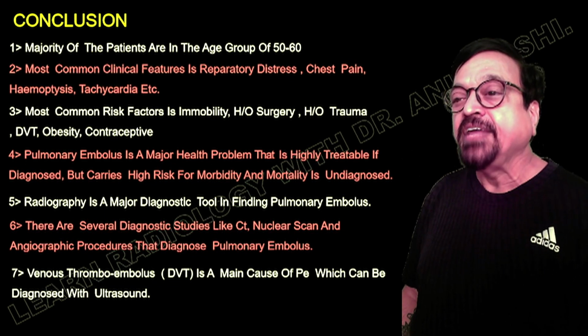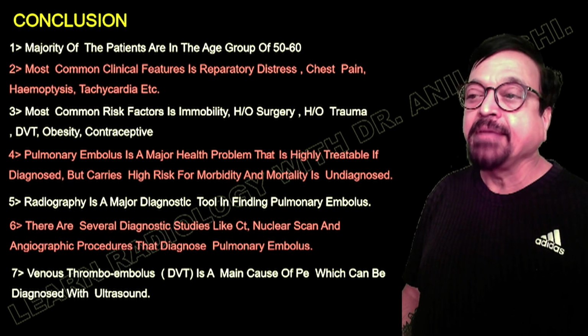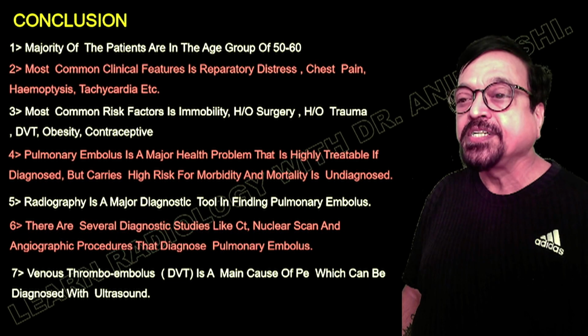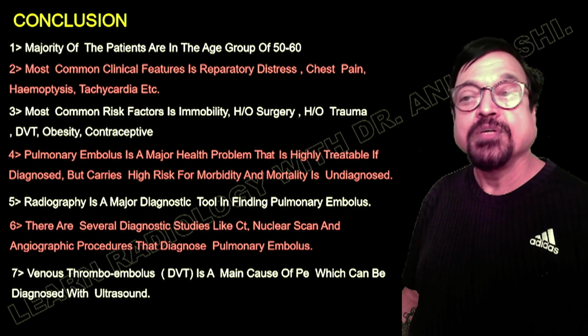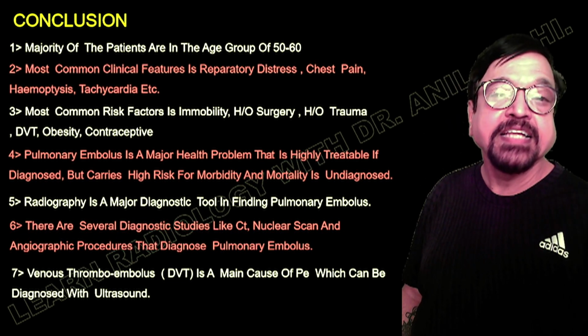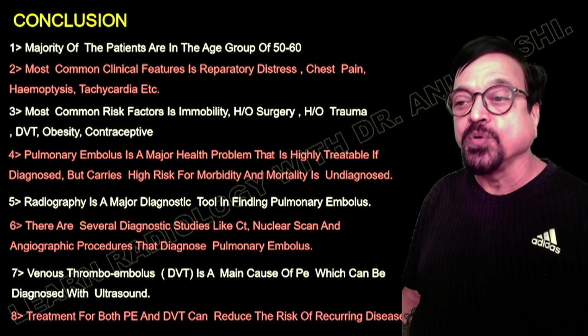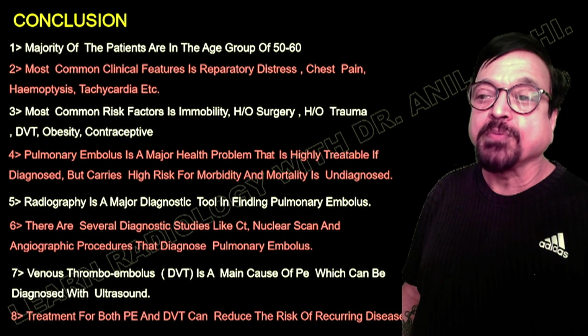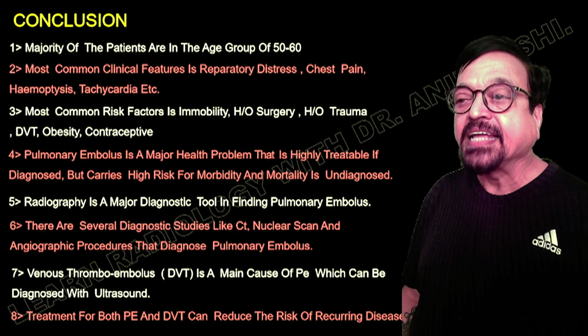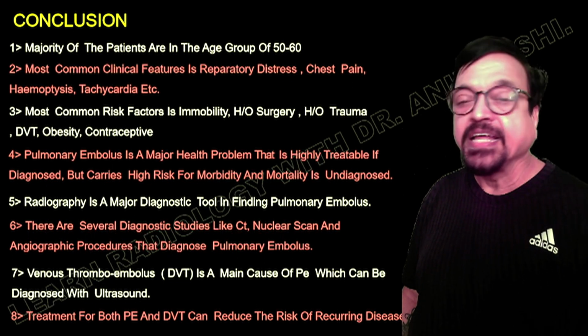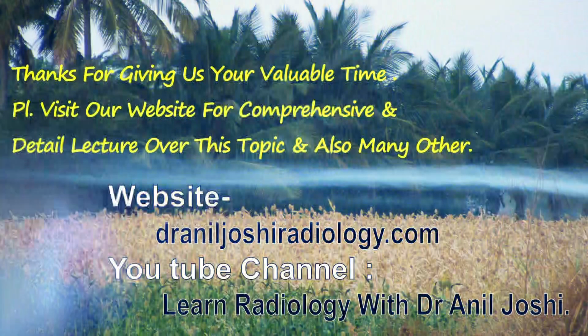Now, venous thromboembolism is a major cause of pulmonary embolism, which can be diagnosed with ultrasound, which can be repeatedly done and is easily available in the center, therefore should be used. Then treatment for both pulmonary embolism and DVT can reduce the risk of recurring disease, and so also morbidity and mortality.